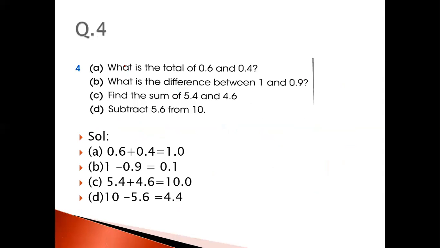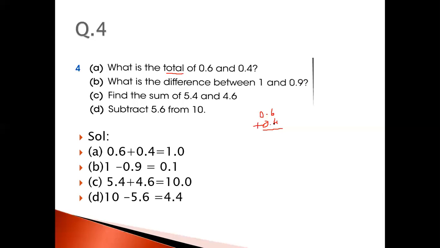Question number 4 is here. There are 4 parts, and first we will read the statement, then conclude where the numbers are. In the statement, the question is: what is the total of 0.6 and 0.4? It means total shows that we are going to add the numbers, 0.6 and 0.4. So write the numbers in such a way that the decimal is below the decimal, and as the statement is asking for the total, we will make the sum by addition.